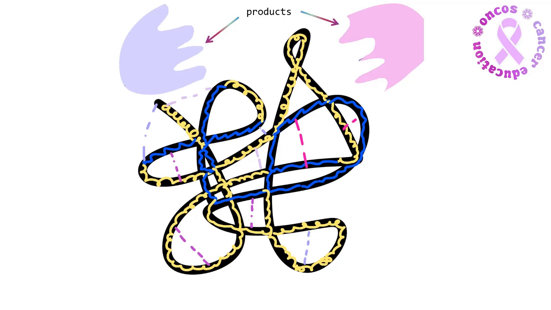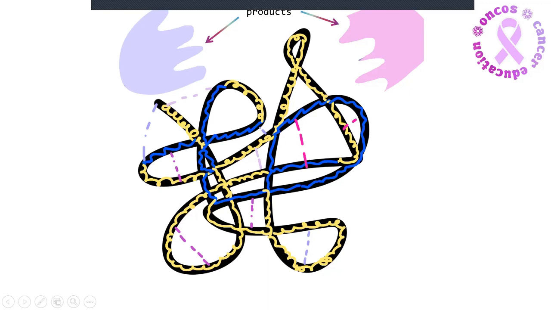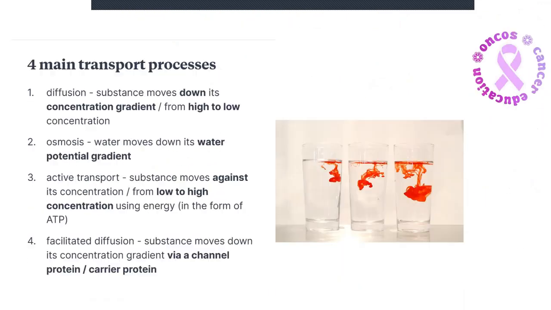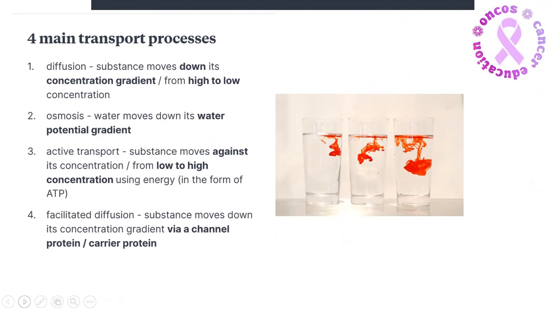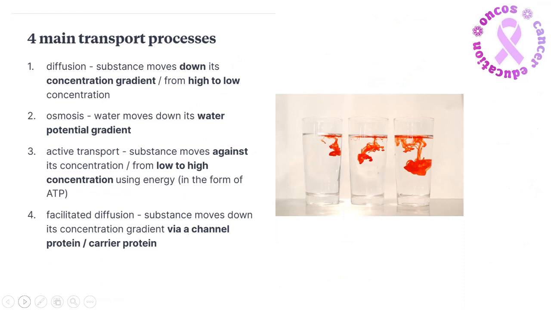And now that the products are formed, where do they go? The reaction was catalyzed, the enzyme was involved in the first place, because we wanted these products, right? But where do they go? How do they even go where they need to go? And here comes in transport in cell membranes. So there are four main transport processes: diffusion, osmosis, active transport, and facilitated diffusion.